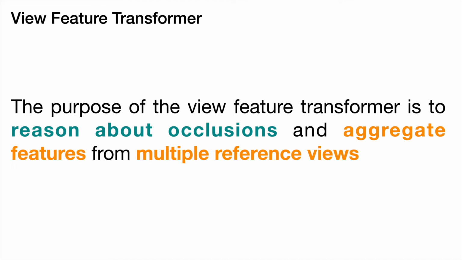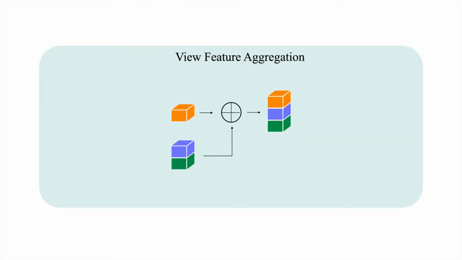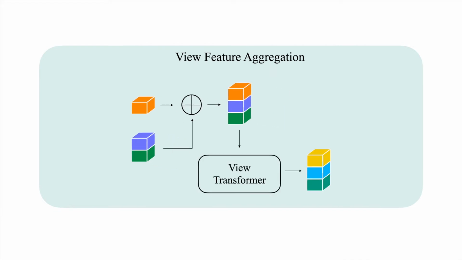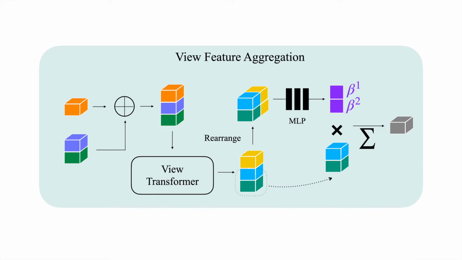Similarly, at the core of the view feature aggregator is the view feature transformer. The purpose of the view feature transformer is to reason about occlusions and aggregate features from multiple reference views. This module takes as input the aggregated features from each epipolar line to estimate a pairwise attention weight for each view with respect to the target ray.